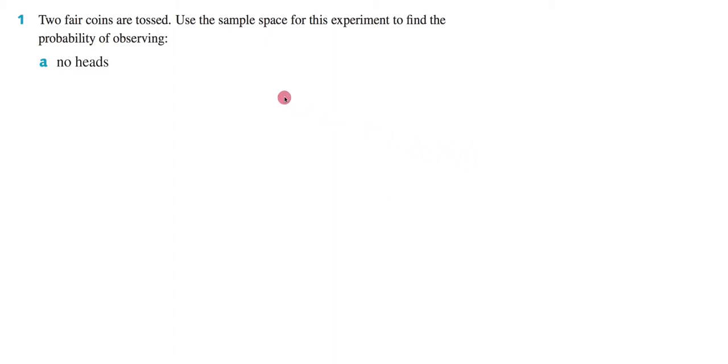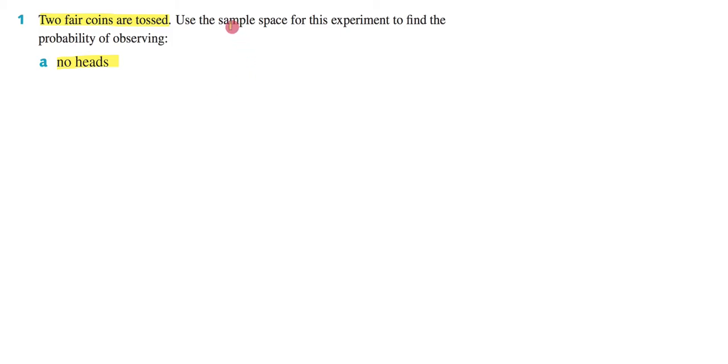All right, we are up to exercise 9C, which is all about multi-stage experiments, and we are looking at question 1, which reads, 2 fair coins are tossed. Use the sample space for this experiment to find the probability of observing no heads.